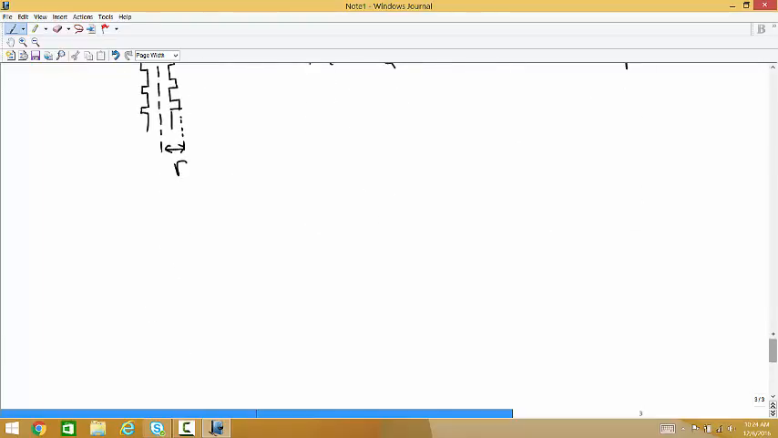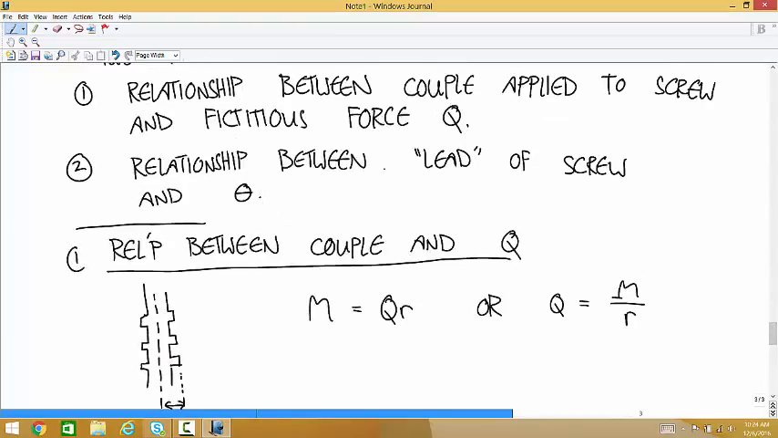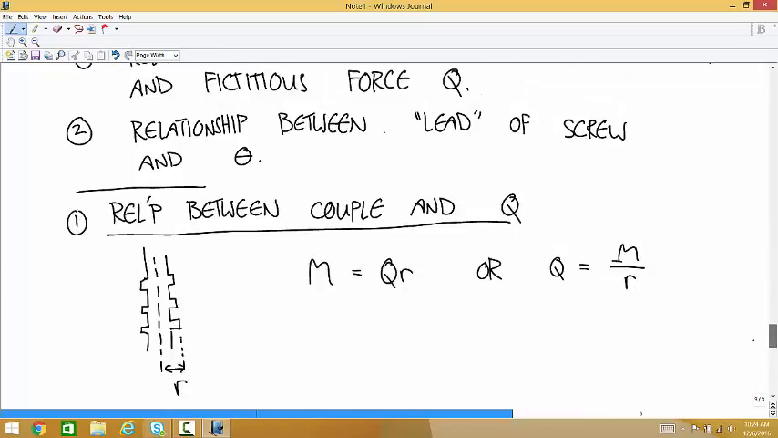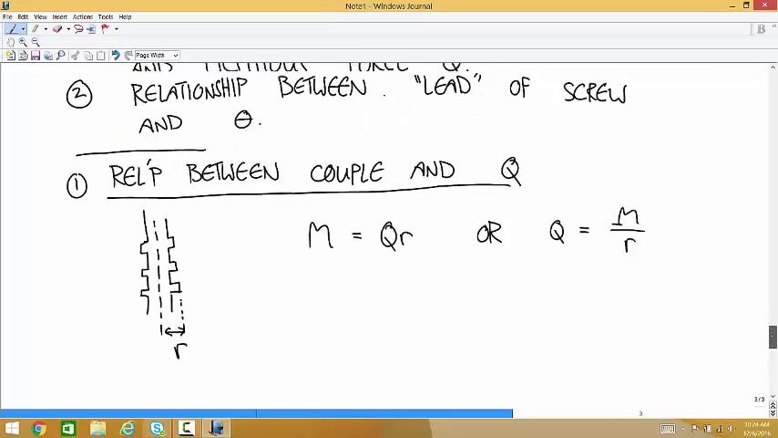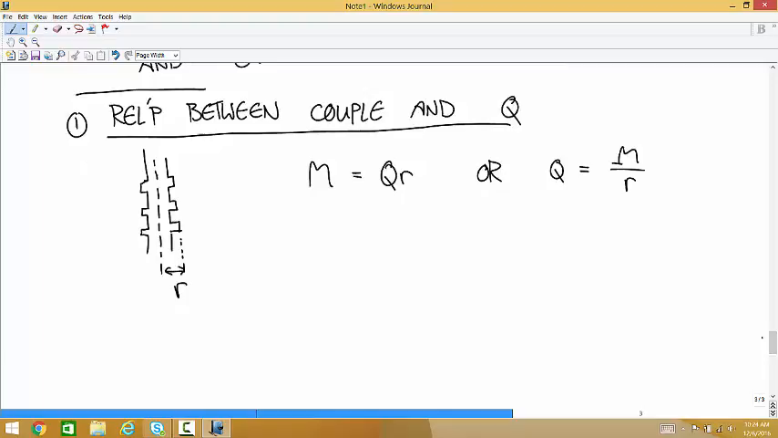And then the second thing we have to do, that was the first, is the relationship between the lead of the screw, which is something you could find on a manufacturing, right. What's that called, Jay?